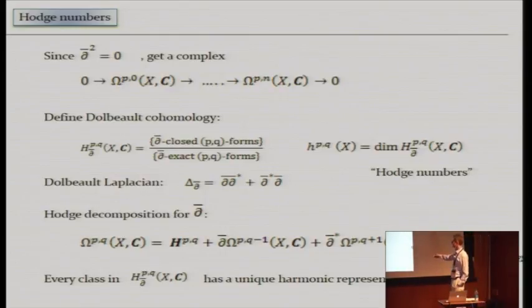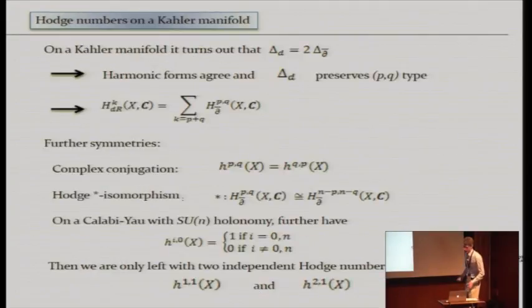Okay? And again, from this it follows that every class in H^{p,q} has a unique harmonic representative. Harmonic now being harmonic with respect to the Dolbeault Laplacian. Okay, so that's a story for complex manifolds, but we have a lot more.